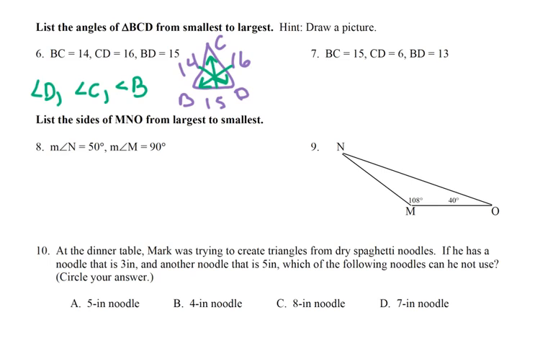Awesome job, you guys. Keep it up. Alright, let's see how you did here. So we're going to draw a triangle, and we're going to draw our letters, B, C, D. Alright, so BC is 15, CD is 6, and BD is 13. Alright, so we're going to go smallest to largest. So I'm going to go to my smallest side, which is 6. Go down. Alright, so that's angle B.